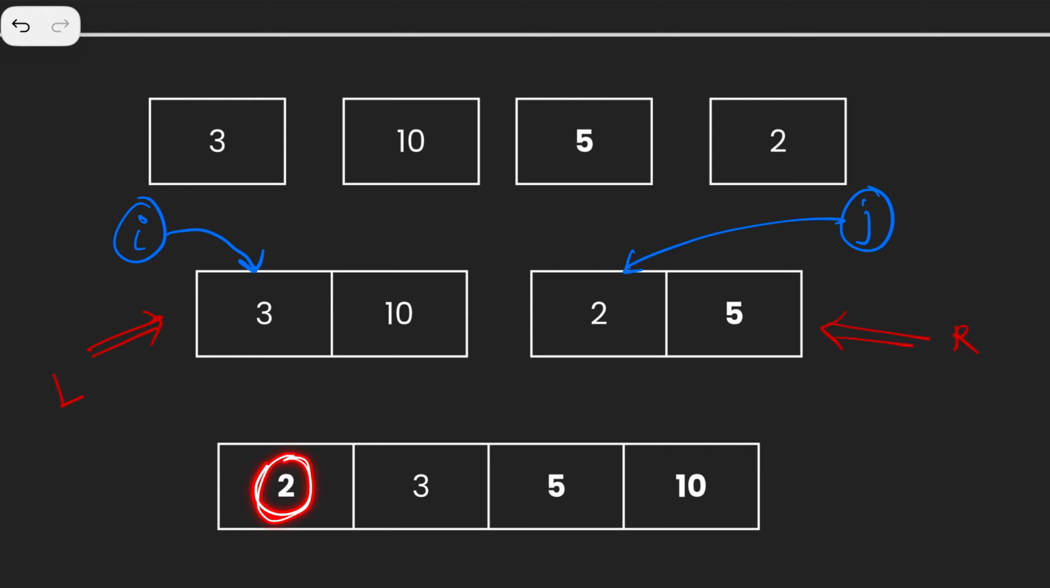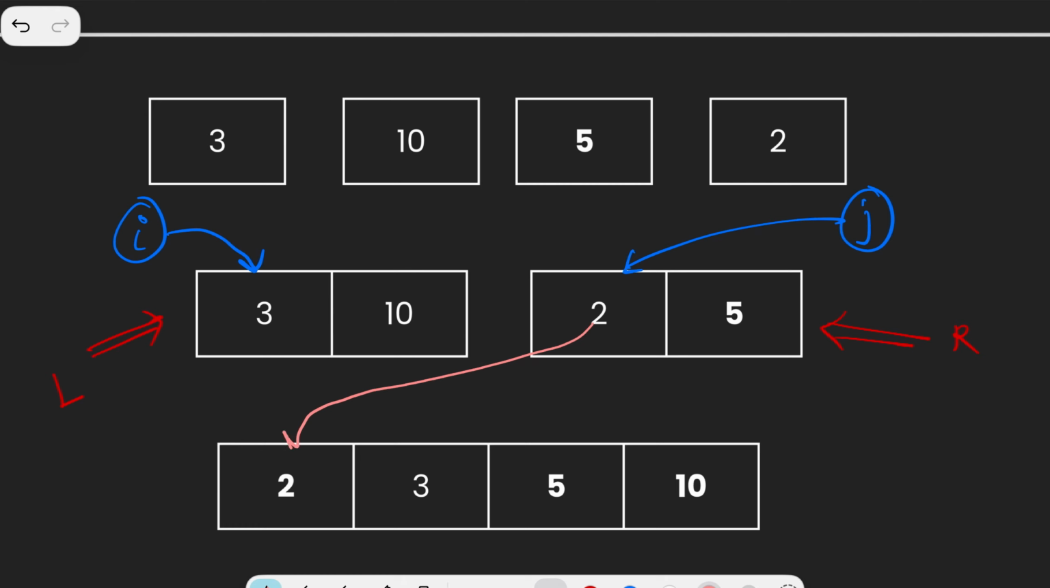So that means the very first position in the final resulting array will be taken by either the ith element or the jth element. Whosoever is the smallest element will take this position. In this case, 2 is the smallest element, so 2 is going to take the position. So the processing of 2 is done. Now our jth iterator will point to the next element, which is 5.